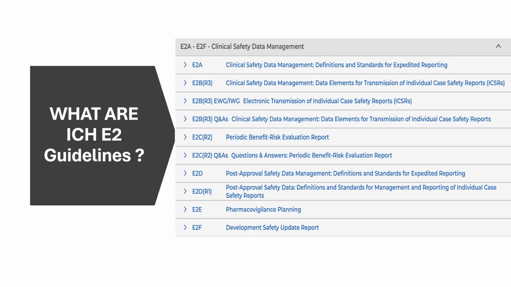Then we have E2E guidelines, which is the pharmacovigilance planning. So it provides guidance on creating, implementing, and managing PV plans for the risk assessment. And then in the end, we have E2F guidelines, which is Development Safety Update Report, the DSURs, and they focus on the structure for annual safety reporting during the clinical trial phases. Mostly the Development Safety Update Reports, since they are linked to the investigational drug products that are still under investigation, so the reports related to them come under this DSUR.